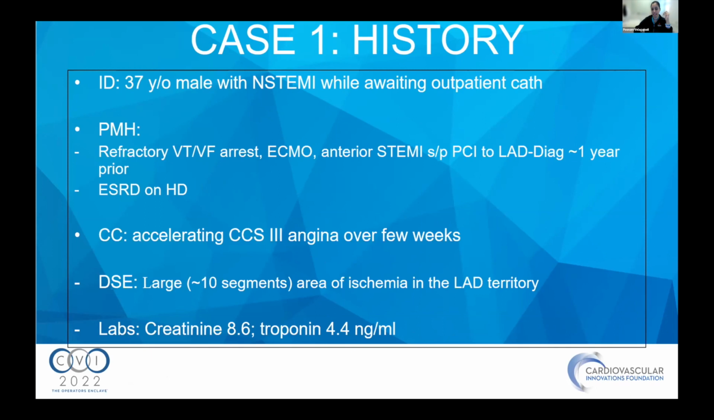He was having accelerating angina over a few weeks, and so a stress test was done with 10 segments of ischemia in the LAD territory. That's his creatinine, and his troponin at this presentation was rising from 2 to 4. And this was the point where we had to cath him.